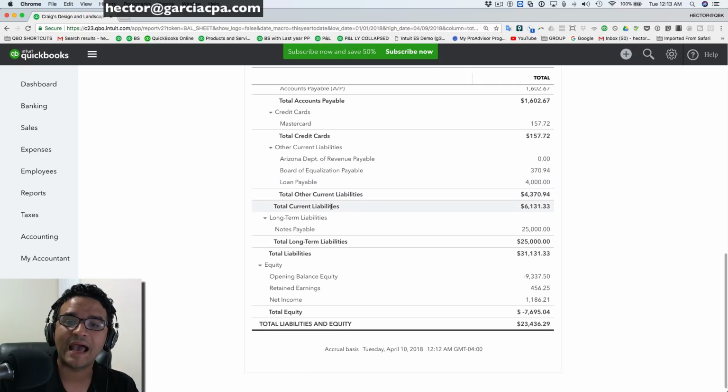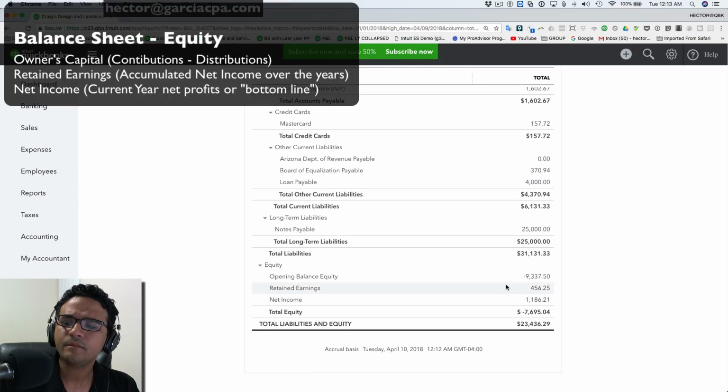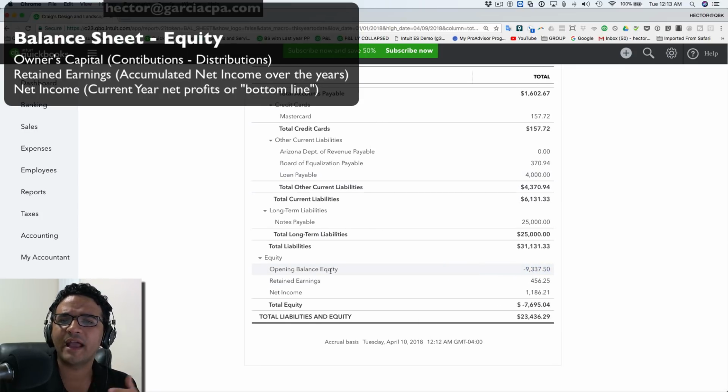Then the difference between assets minus liabilities is going to be equity. Under equity, there are only three main things you need to see there. You want to see your retained earnings, which are your net incomes from the past. You want to see your net income, which is your current net income from your current profit and loss that matches the same date range as the report you're looking at. And then some sort of capital or owner's account where you track the money invested by the owner or distributions of personal expenses and that sort of thing taken by the owner.